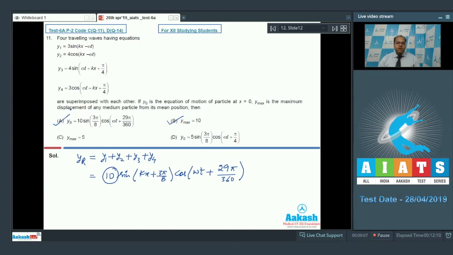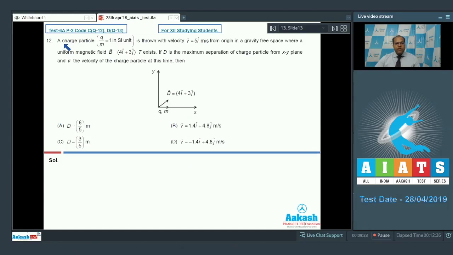Let's move to question number 12. In question number 12, a charged particle whose q by m ratio is 1 is thrown with velocity 5 i cap meter per second from the origin in a gravity-free space where a uniform magnetic field 4 i cap plus 3 j cap Tesla exists. If d is the maximum separation of the charged particle from the xy plane and v is the velocity of the charged particle at this time, then we have to find out d and the v vector. So let's analyze the situation.